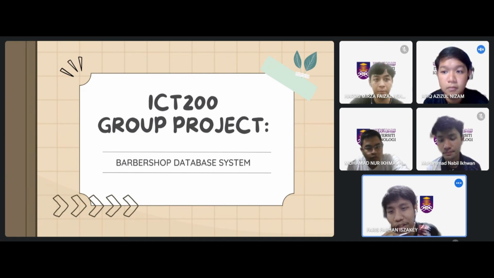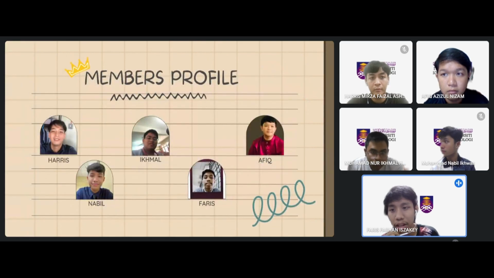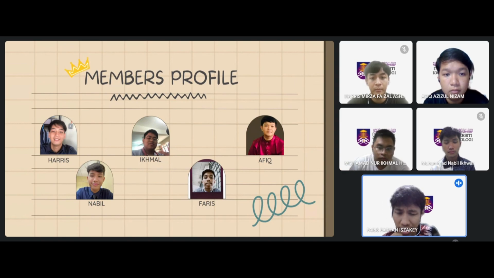Assalamualaikum and hi. Today we will present our group project for ICT200 and our title is about Barbershop database system. These are our group members: Farid, Haris, Ikmal, Afiq, Nabil and the last one is Faris.